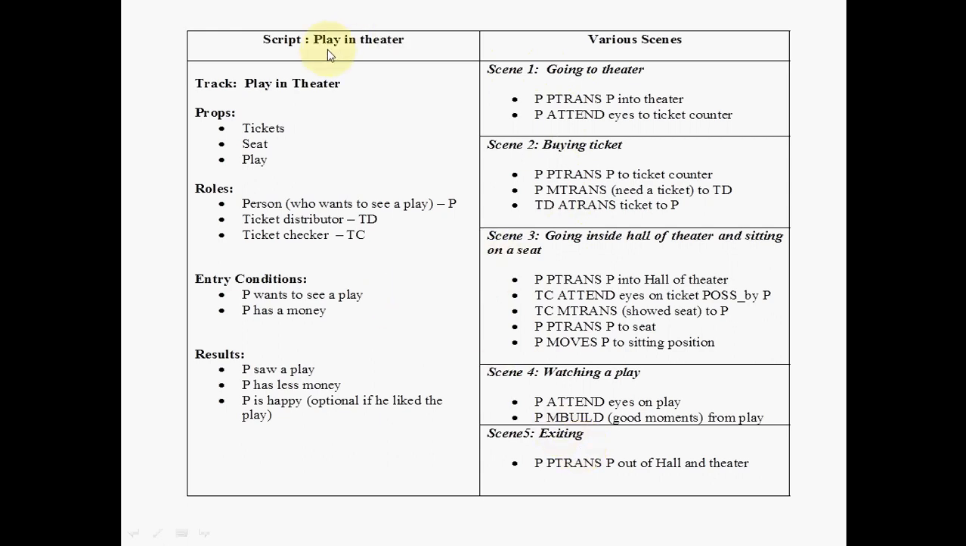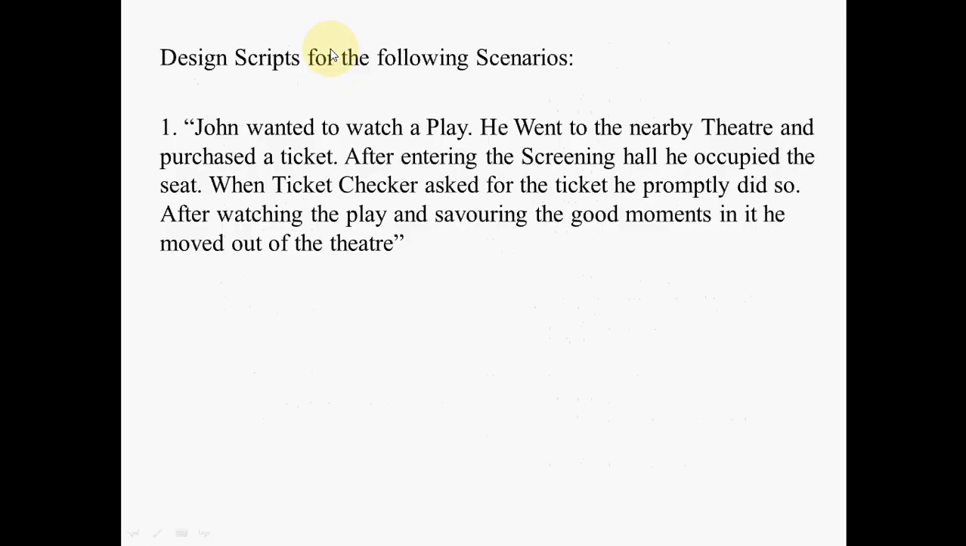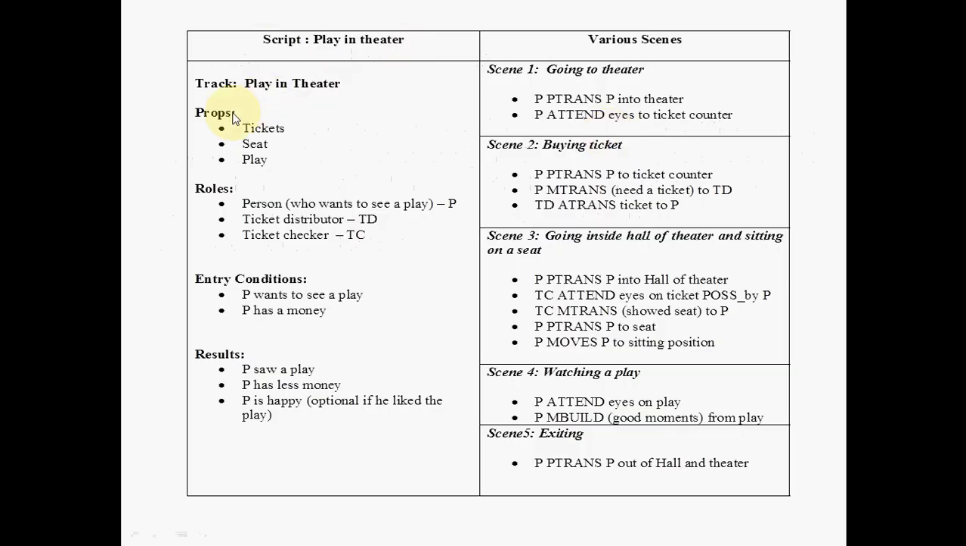Okay, so let's start. The script is about the theater. John wanted to watch a play. He went to the nearby theater and purchased the ticket. After entering the screening hall, he occupied the seat. When the ticket checker asked for the ticket, he promptly did so. After watching the play and savoring good moments in it, he moved out of the theater. So now we are writing a script for a play in theater. The track is also play in theater, or theater script.